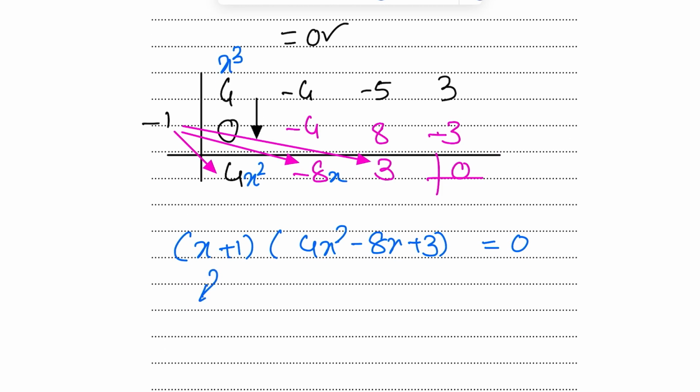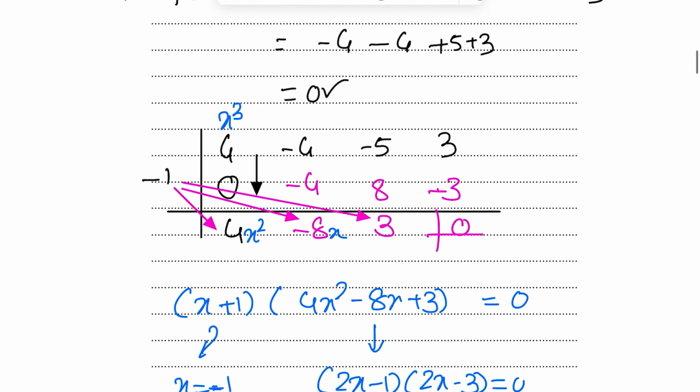This gives you x equals -1 is one of the roots. Now we have to factorize this one. Directly I'm writing the factors. Factors for this one will be 2x minus 1 times 2x minus 3 equals 0. So x equals 1 upon 2, x equals 3 upon 2.